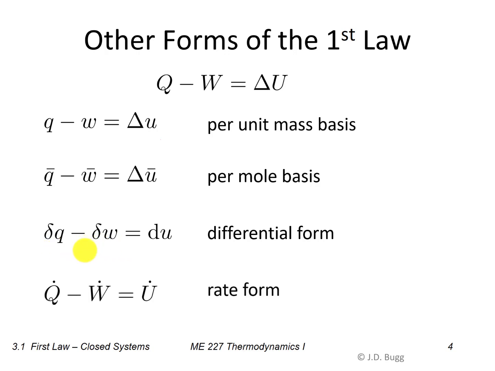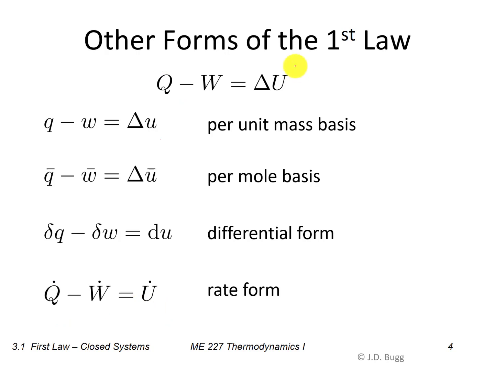The last form is one that we won't use very much, if at all, in closed systems, but we'll see something similar to this a lot in open systems. So this is rate form. So the dot on top of each of these quantities is a rate. So that's a time derivative, essentially. So this is now a rate of heat transfer. So whereas this would be kilojoules, this would be kilowatts. Likewise, a work transfer, a rate of work transfer, and a rate of change of internal energy.